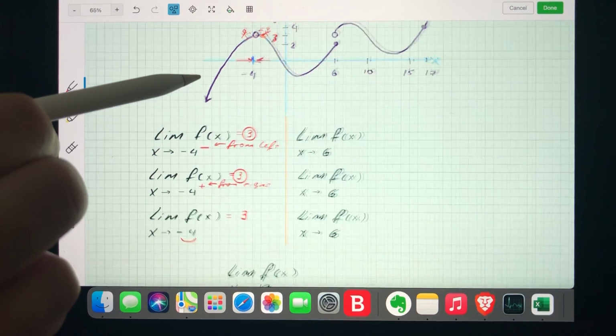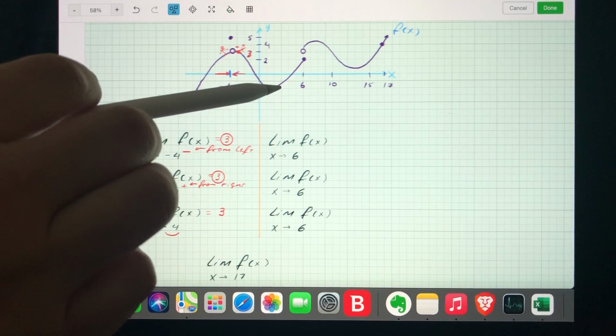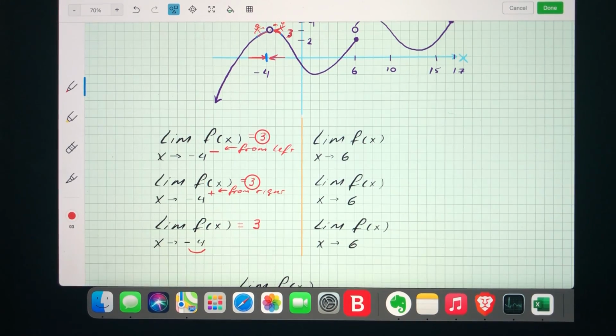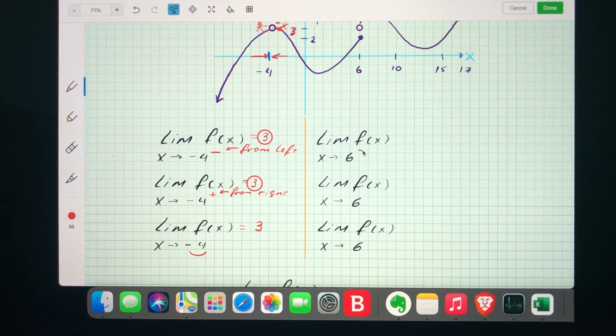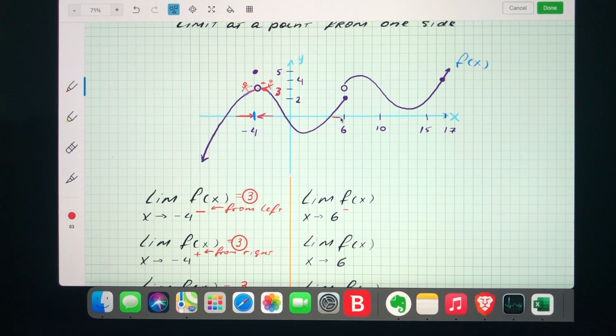Now let's look at the next example. So our other point of interest was 6. So here let's approach the 6 from the left side, so from the negative side. And as we approach 6 from the left side, we are moving on this curve and we're trying to get as close as possible to the 6, and we're asking, what is this height? And this height is equal to 2. So from the left side, our limit is equal to 2.